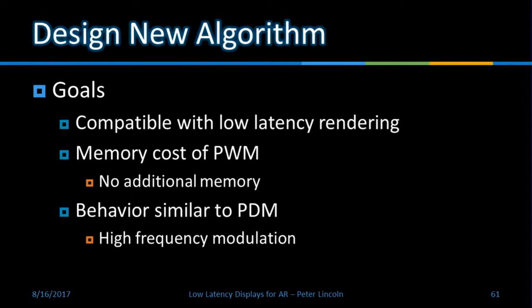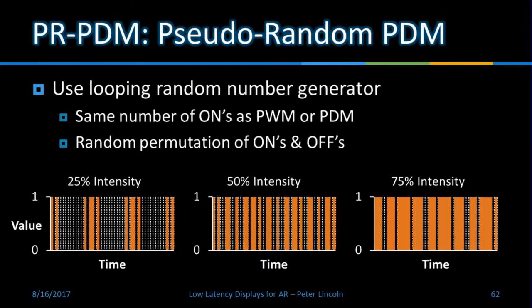So we want a new algorithm that was compatible with the low-latency rendering operation. It has the memory cost of pulse width modulation, namely no additional memory, but behavior similar to pulse density modulation, namely high-frequency modulation to keep that flicker away. And so we created pseudo-random pulse density modulation, where essentially we use a looping random number generator. It produces the same numbers of ons and offs as either of those previous 2 methods, but it produces a random permutation of those ons and offs. So we get good numbers of transitions, but it doesn't require any additional memory.